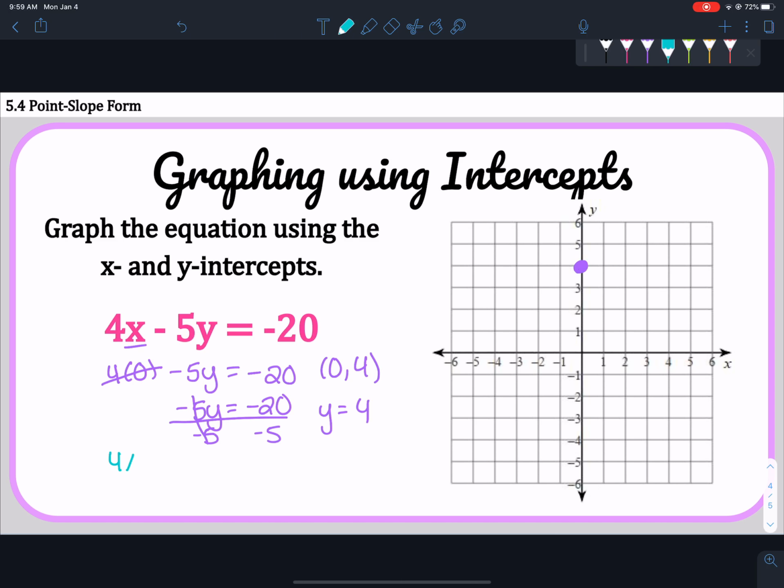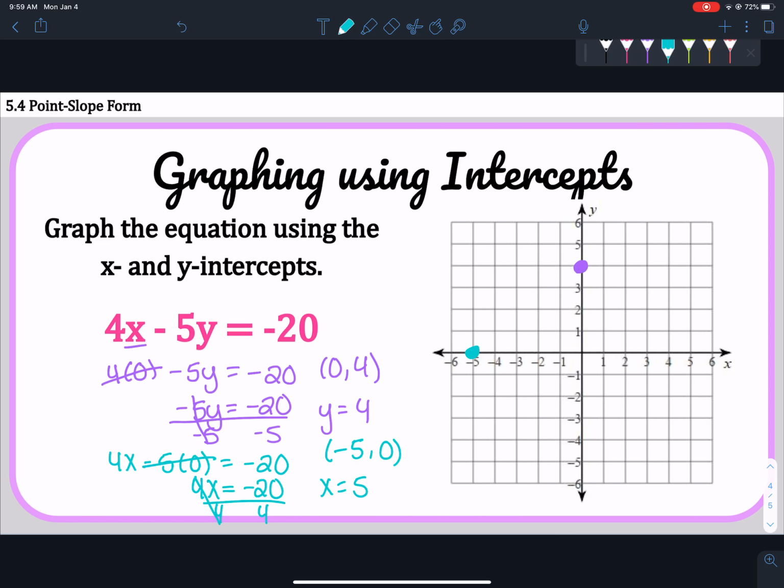So I have 4x minus 5 times 0 is equal to negative 20. That cancels out, and we are left with 4x is equal to negative 20. Divide by 4, and x is equal to negative 5. So that gives us the point (-5, 0). If I start at my origin, I'm going to go left 5, and that's where I land on my x-axis.